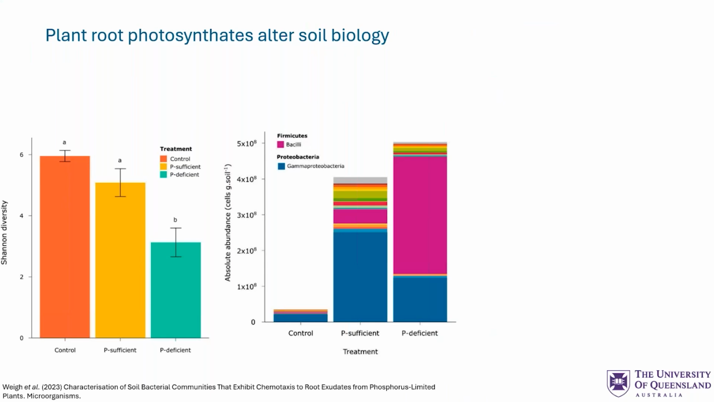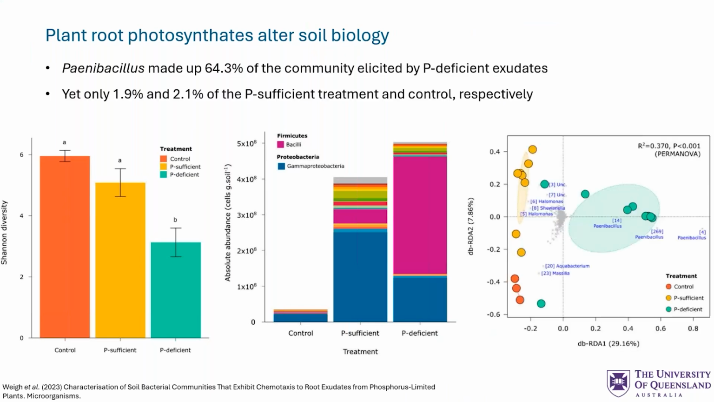The second figure shows a breakdown of who's there at a coarse level by treatment. P deficient plant exudates attracted many more bacteria overall, especially bacilli from the Firmicutes group. Now, if we zoom in further, you can see that Paenibacillus, which is a phosphate solubilizing bacterium, dominated the community, attracted by P deficient root exudates. This population made up a remarkable 64% of the total, but it was actually just a minor player in P sufficient and control treatments.